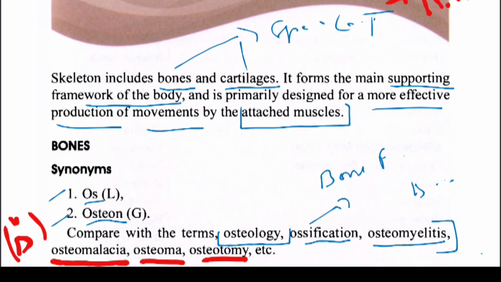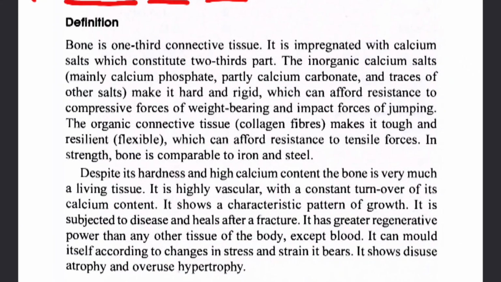Then we'll go further. So if we talk about a little bit of theory part about the bone, then what is written here, that bone is a connective tissue of the body. Okay, first of all, bone is a connective tissue. Then it is impregnated with calcium salts which constitute 2/3 part. Okay, like bone is the connective tissue, in which 2/3 part is the calcium salts.